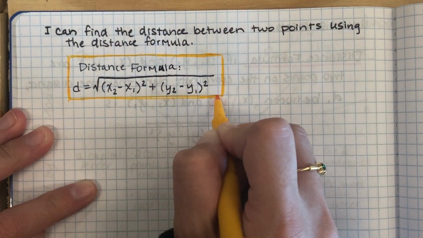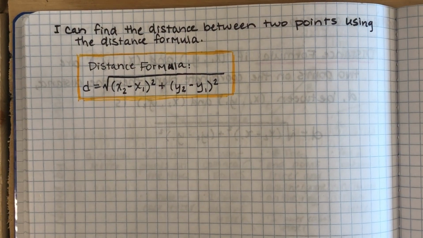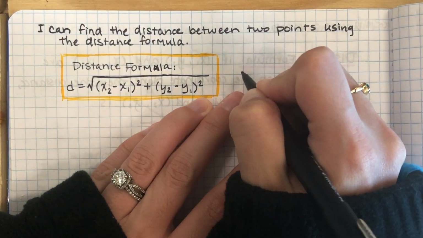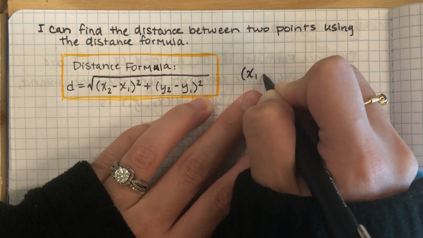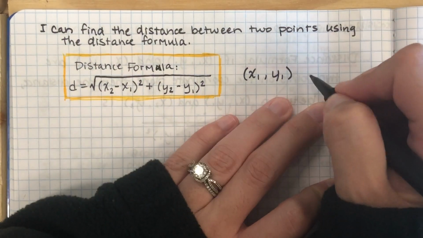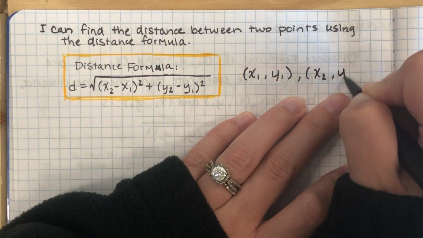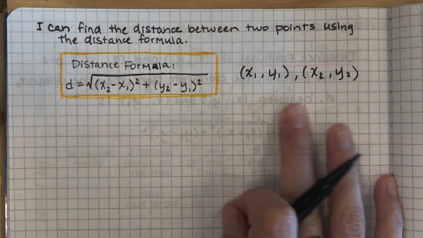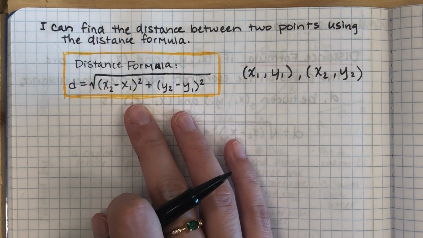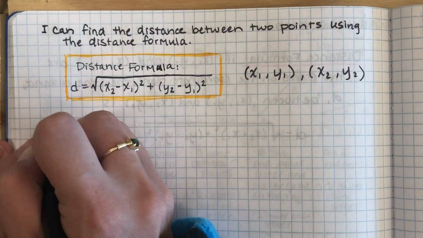Okay, so what do these x sub 1s, y sub 1s, x sub 2s, what does all of that mean? So what that means is when we have 2 points, we have x sub 1, y sub 1. That's our first point. Then our second point would be x sub 2, y sub 2. So this is how our points are lined up when we put them into our equation here. So let's go through an example. Hopefully that'll clear some things up.